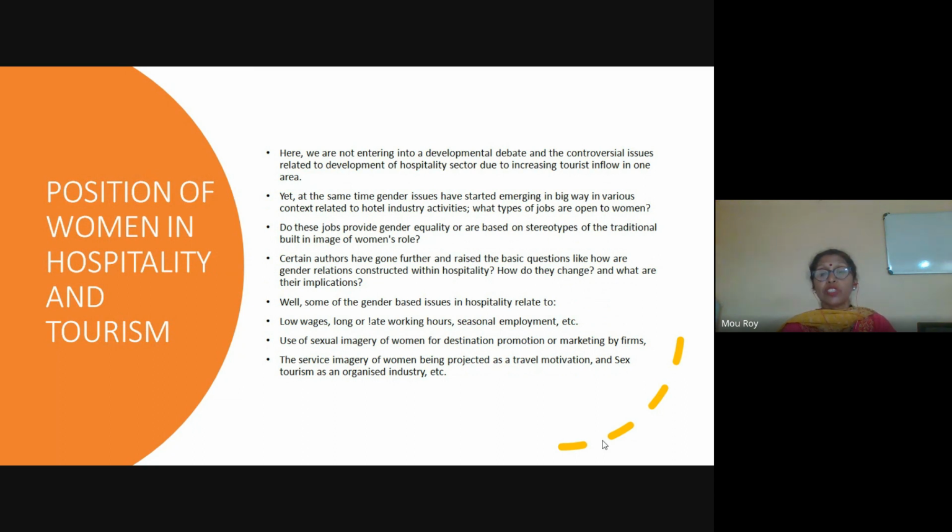So the imagery of women being projected as a travel motivation, and sex tourism as an organized industry, even in places like Thailand, it is known for sex tourism. In some places it has been taken in a positive manner. But yes, you have to ensure that it does not harm the society or the individual, so that you have to take care of.